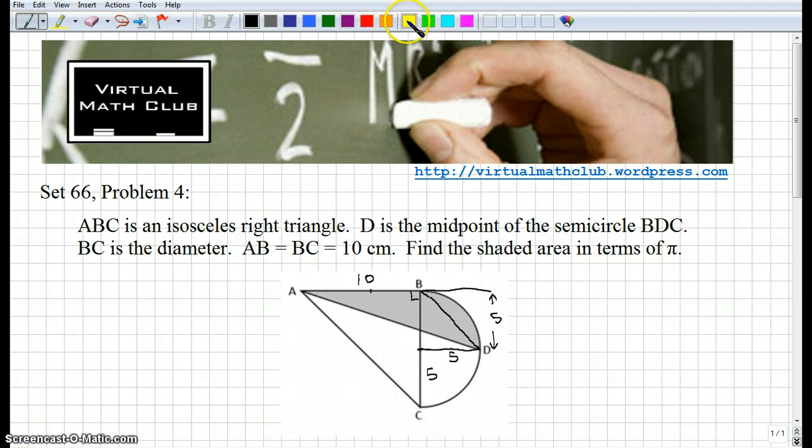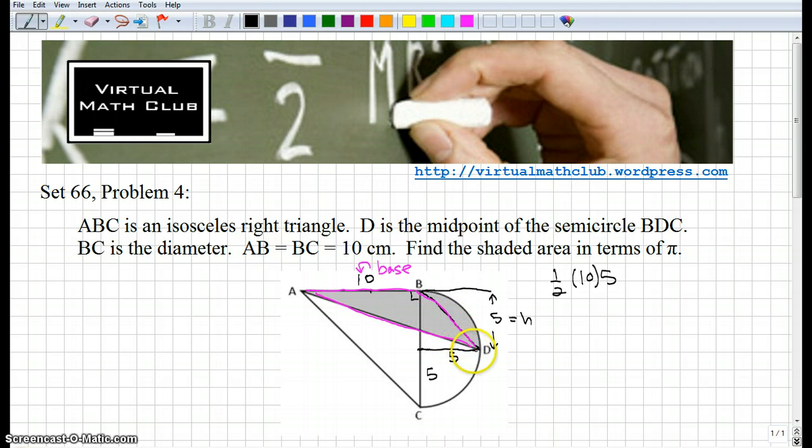Maybe I'll highlight it with some pink here. So this obtuse triangle here. Okay? And if we consider this to be the base, okay, this right here, then the height is actually this 5. Okay? And we can find the area of this obtuse triangle taking this to be the base and this to be the height. So 1/2 times 10 times 5 would be the area of that triangle.